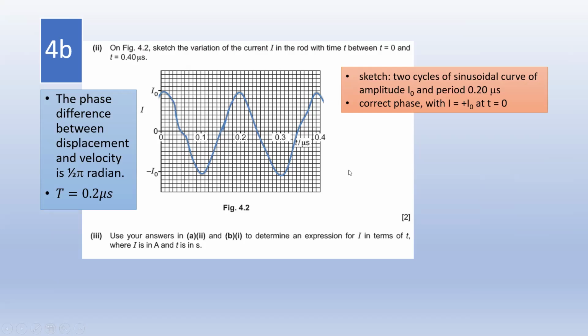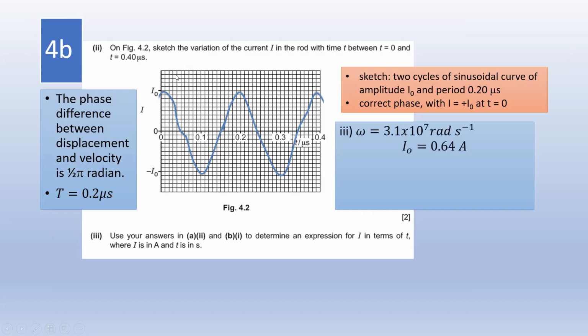Use your answer in A part 2 and B part 1. Determine the expression for I in terms of t, where I is in ampere and t is in second. That's your omega. That's your I naught. The general equation is I naught cos omega t. I naught, 10 to the power 7.